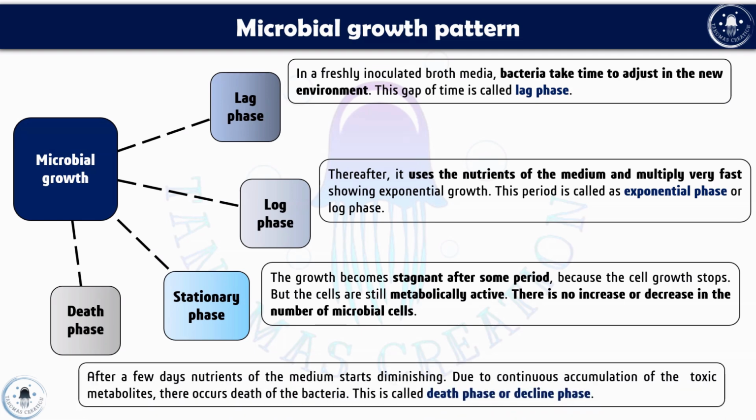Now in the death phase, what happens? The nutrients of the medium start to deplete. Okay, so since the nutrients of the medium are starting to deplete, and the microbial cells are not dividing, what happens? Continuous accumulation of the toxic metabolites occurs. Right, so toxic metabolites start to accumulate, and therefore the death of the bacteria occurs. So that's why this is called death phase or decline phase. Okay, so these are the 4 phases, 4 growth patterns of the microbial culture.